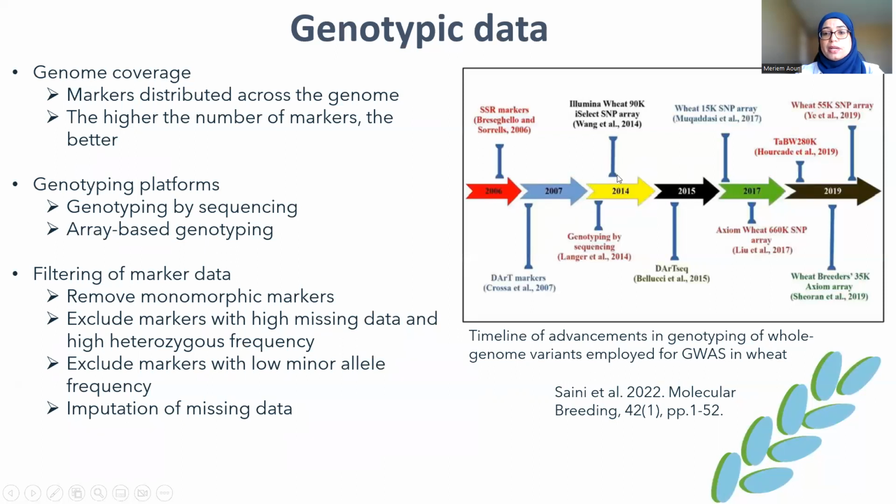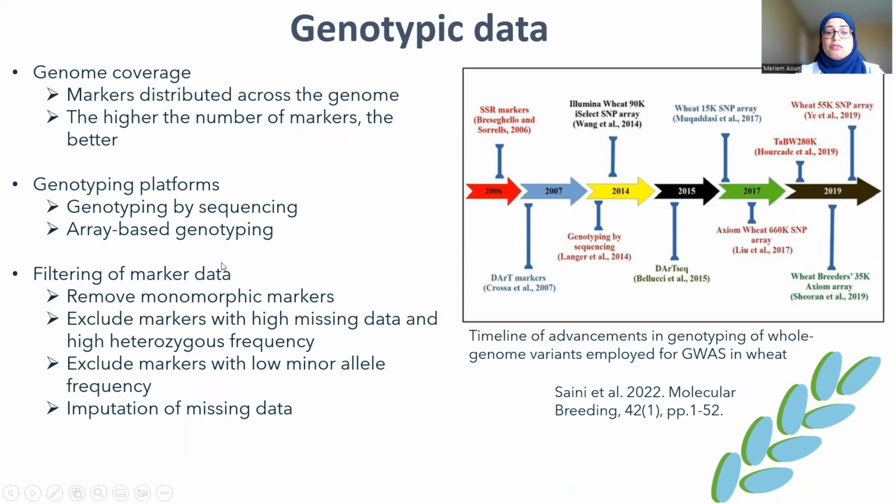As I mentioned, SNP markers are the markers that we are using nowadays. Technologies like genotyping by sequencing or Illumina array, whether it's 9K or 90K. We have also some Axiom array. And all of these genotyping platforms should provide high quality genotypic data and good coverage of the genome.